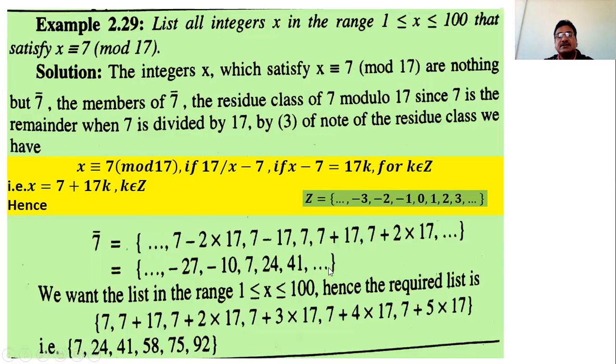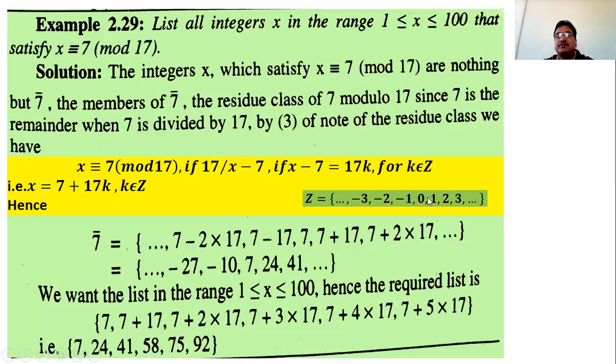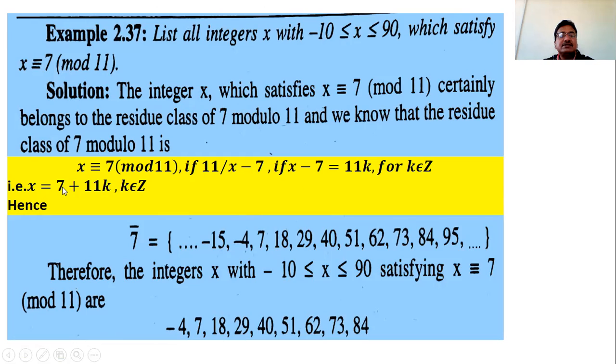So substitute first k as minus 3, a value from Z. Then 7 plus 11 times minus 3. Then substitute k as minus 2. Then what do we have? 7 plus 11 times minus 2 means minus 22 plus 7, which is minus 15. Then substitute k as minus 1, after minus 2. Then minus 11 plus 7 is minus 4.